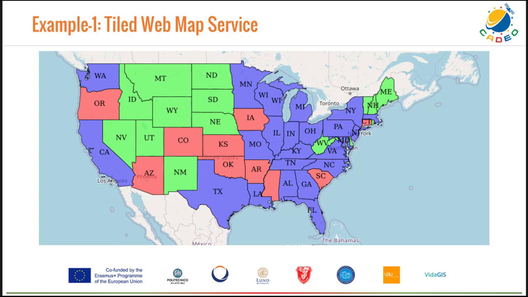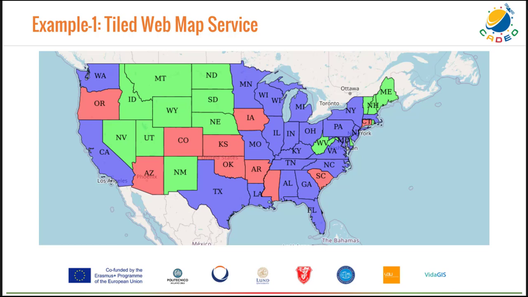Now we jump into several examples of OpenLayers. In the first example, we will display a tiled web map service on the map. A web map service can be used as a tiled layer, as shown here, or as an image layer, as shown in the single image web map service example.